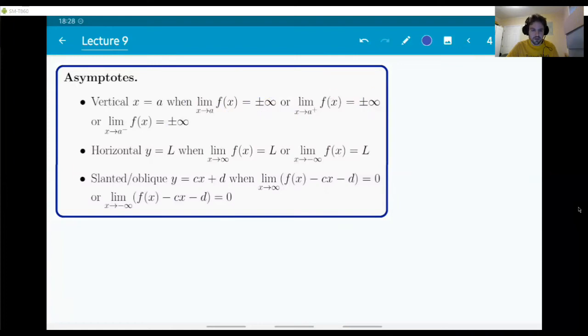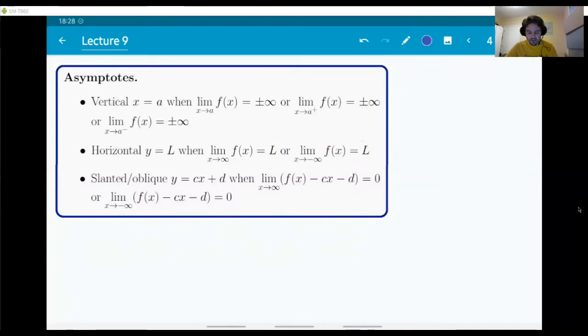Horizontal asymptotes, you can have at most 2 of them. A horizontal asymptote of equation y equals L is when the number L is a limit, either at infinity or at minus infinity. That's why you can only have at most 2, when these 2 limits are different.